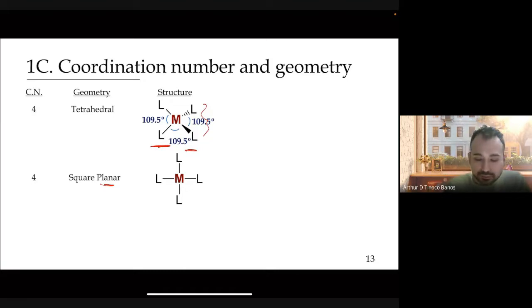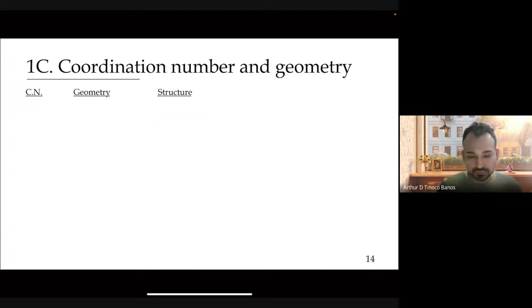Okay, and another really important thing is that you have a distinct ligand bond angle, where you have everything at a bond angle, in this context, of 90 degrees. So this is 90 degrees, this is 90 degrees, this is 90 degrees. Okay, so that helps us to then distinguish between these two different geometries for coordination number 4. All right, well, what about coordination number 5? Well, then you can also have two different geometries.